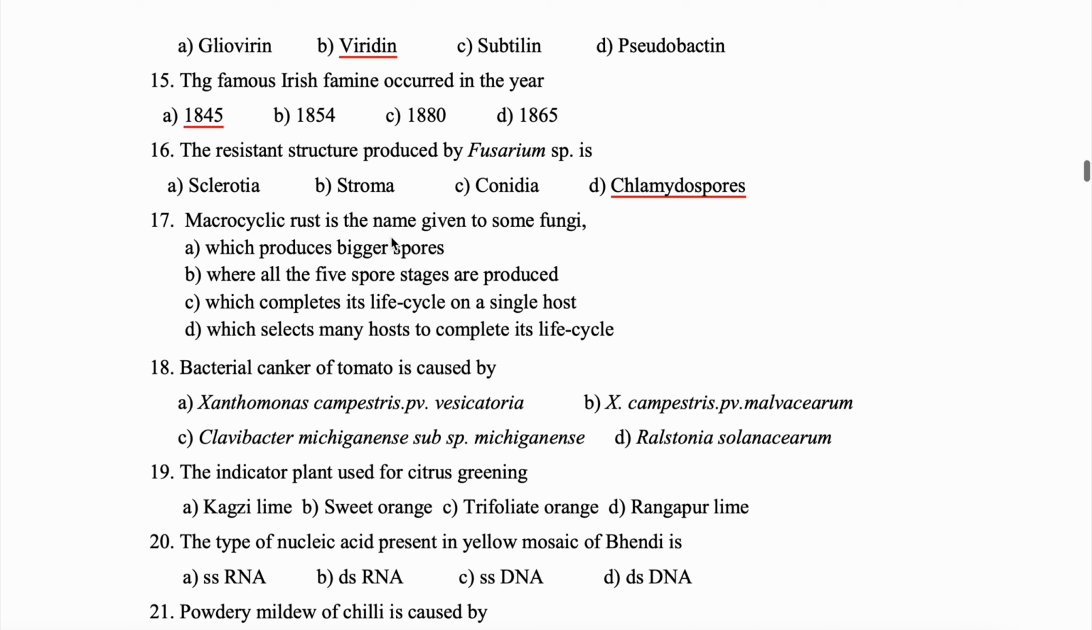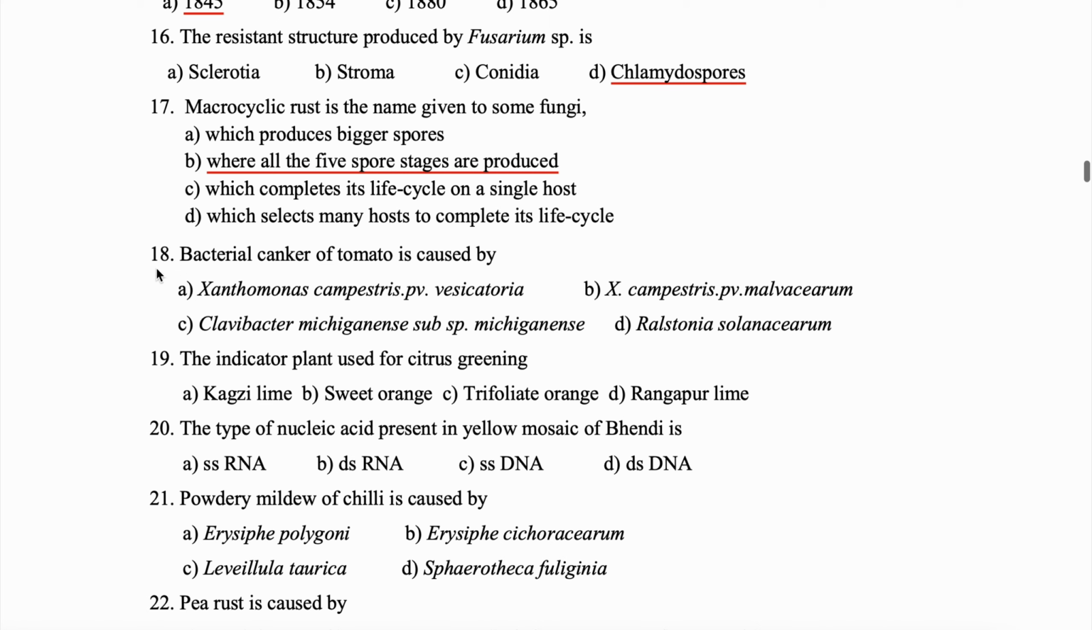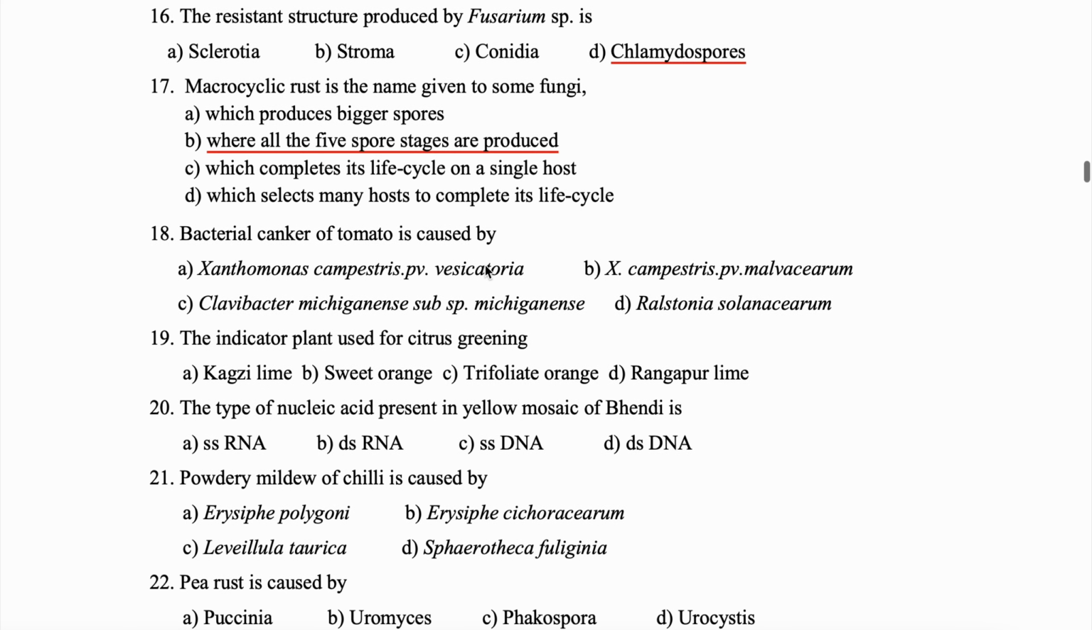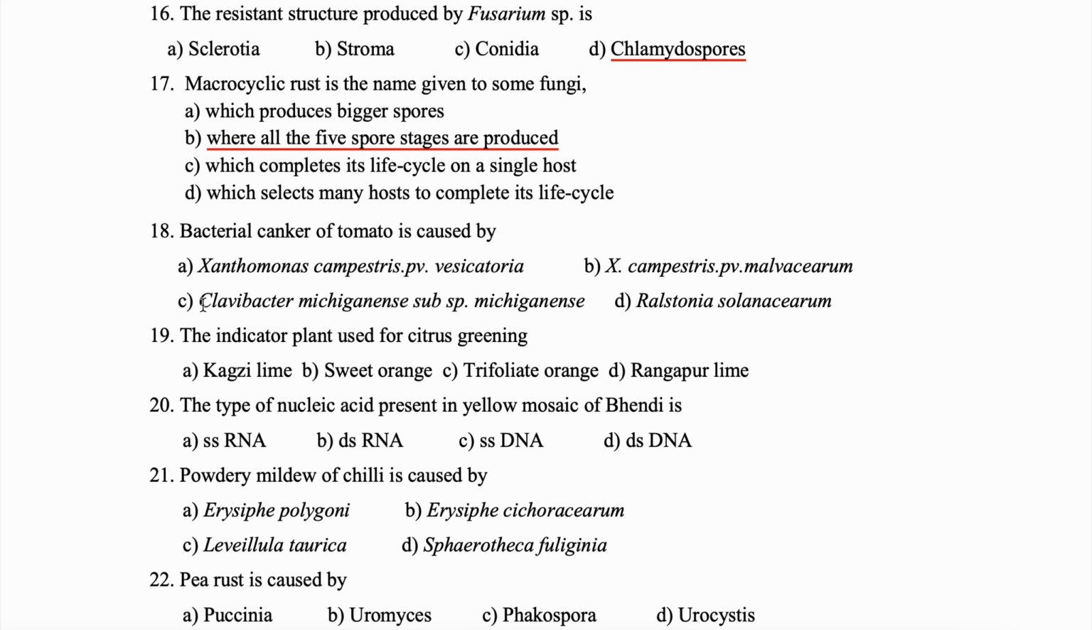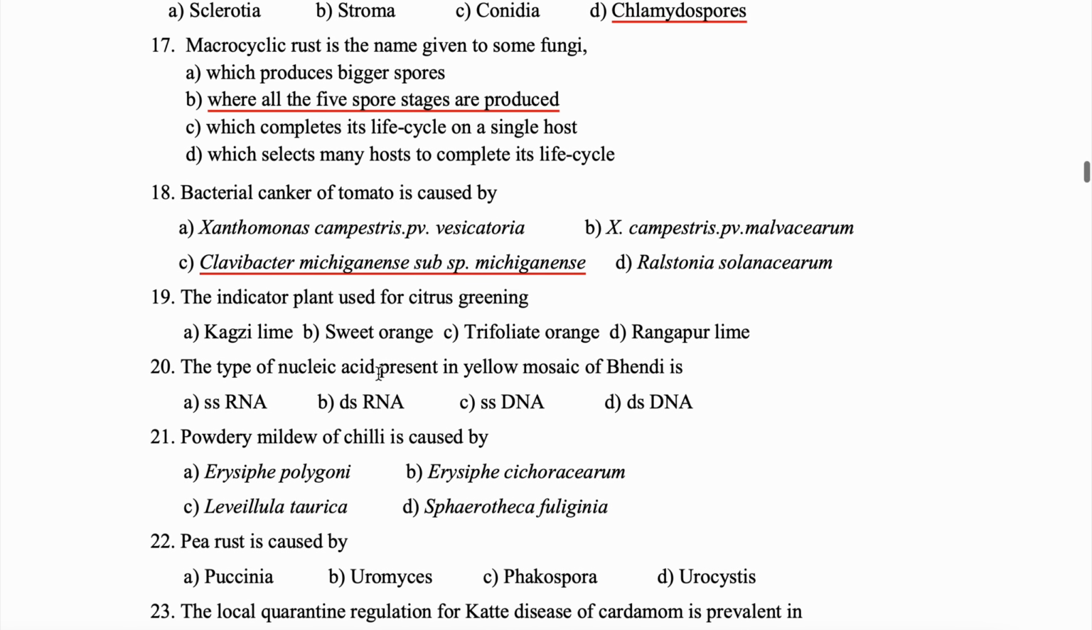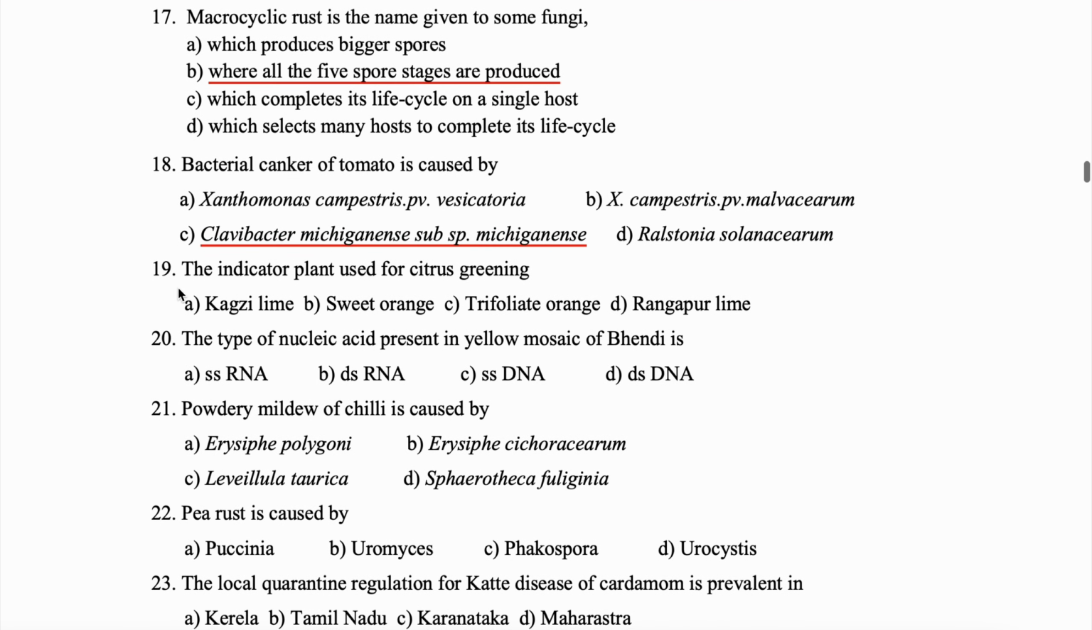Question 17. Macrocyclic rust is the name given to the fungi. Macrocyclic rust, it will happen when all the 5 spore stages are produced. Question 18. Bacterial canker of tomato is caused by Clavibacter michiganensis, subspecies michiganensis.